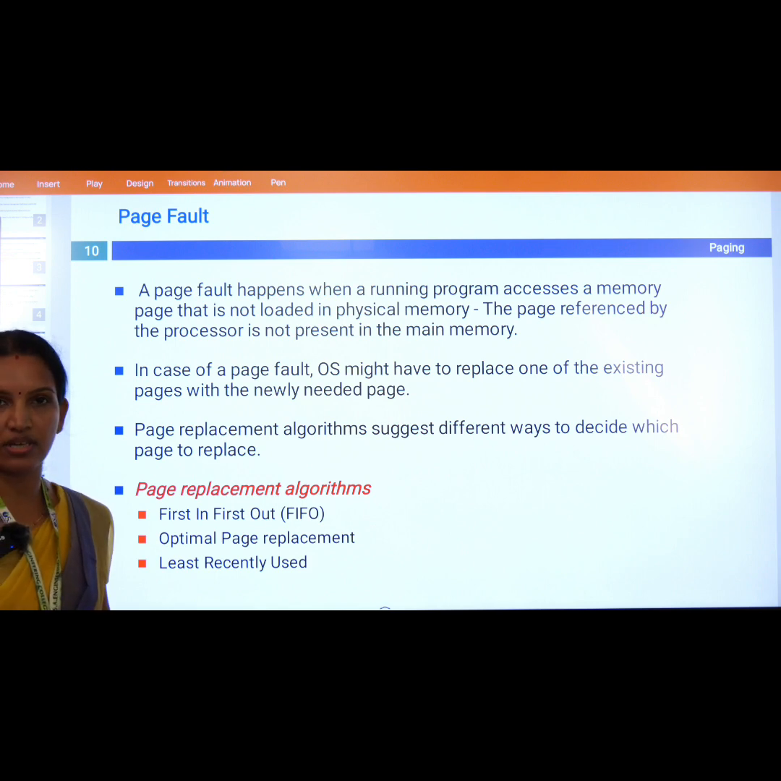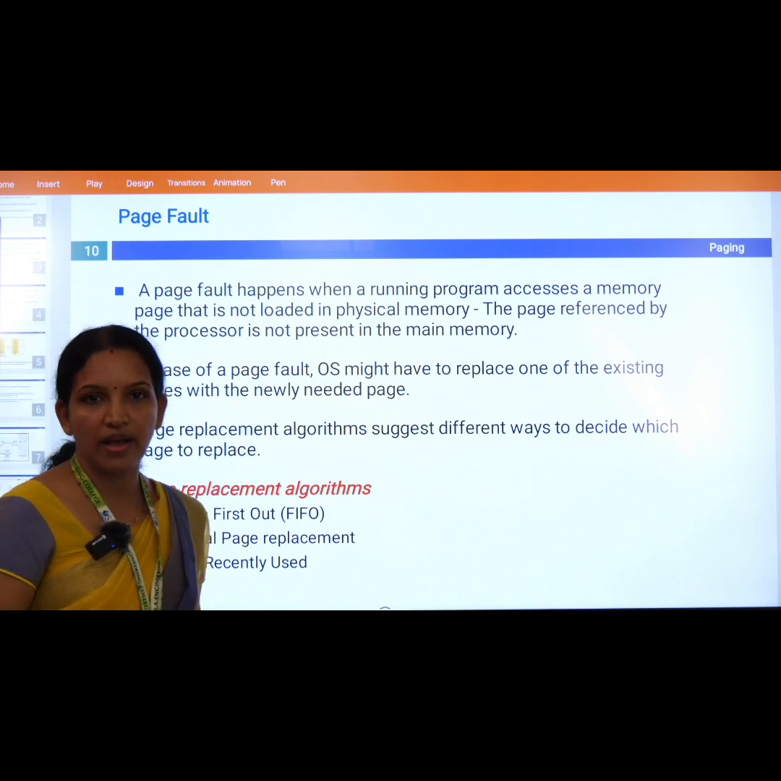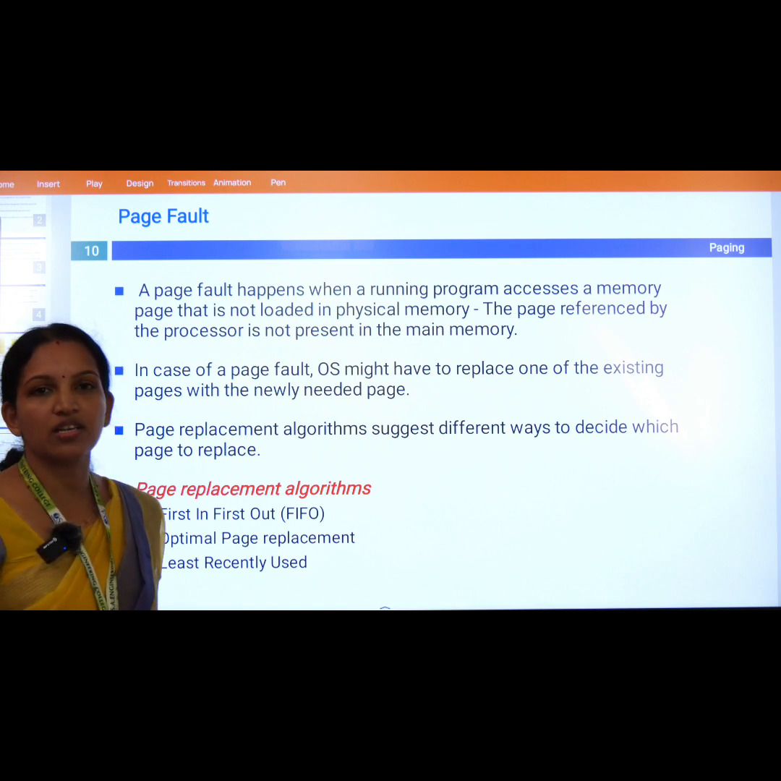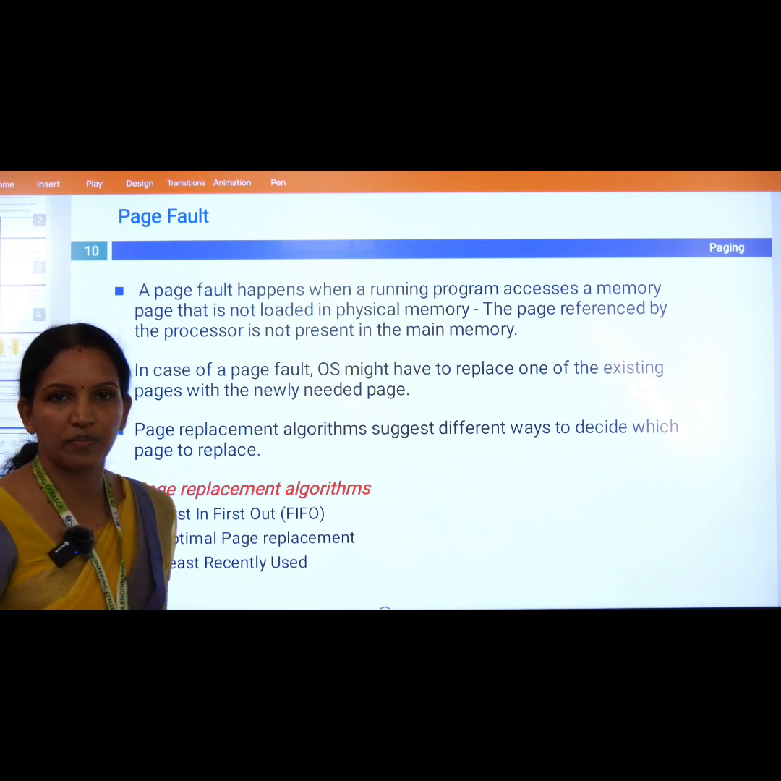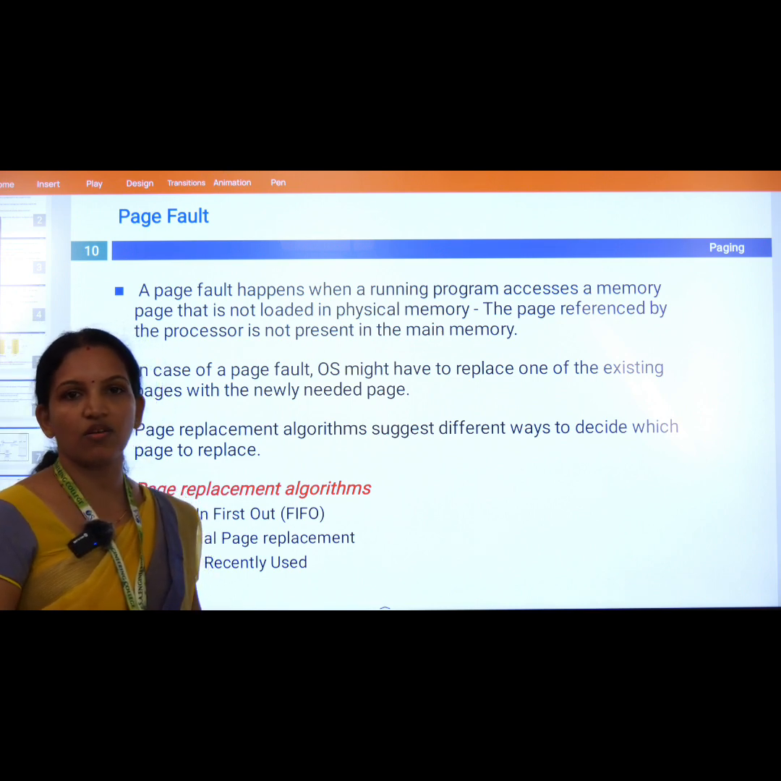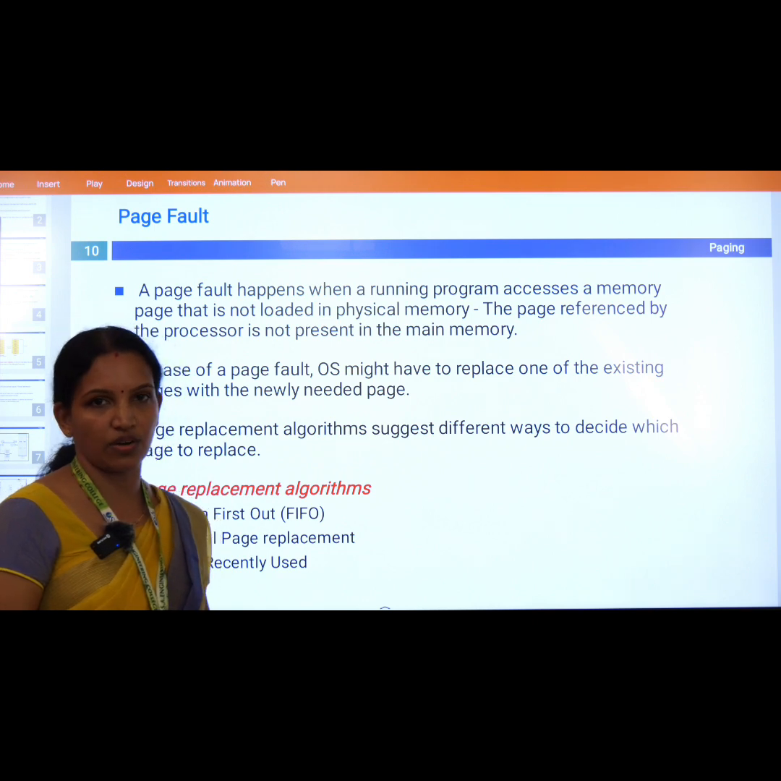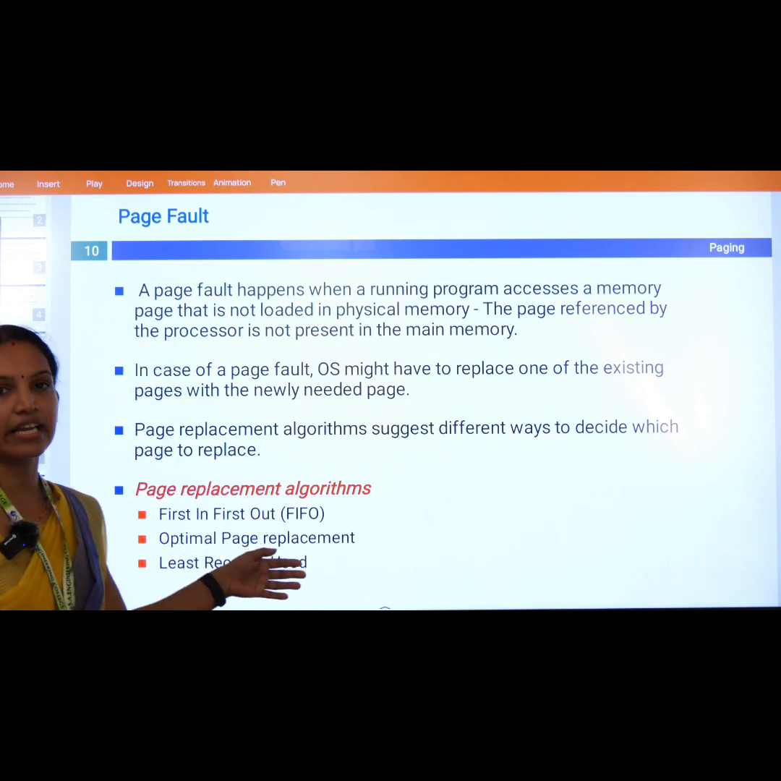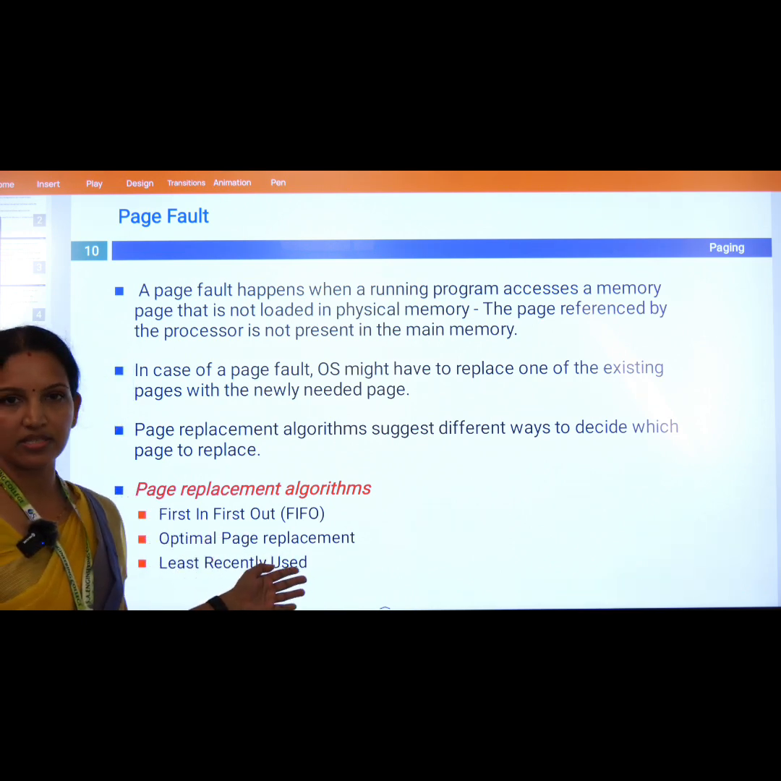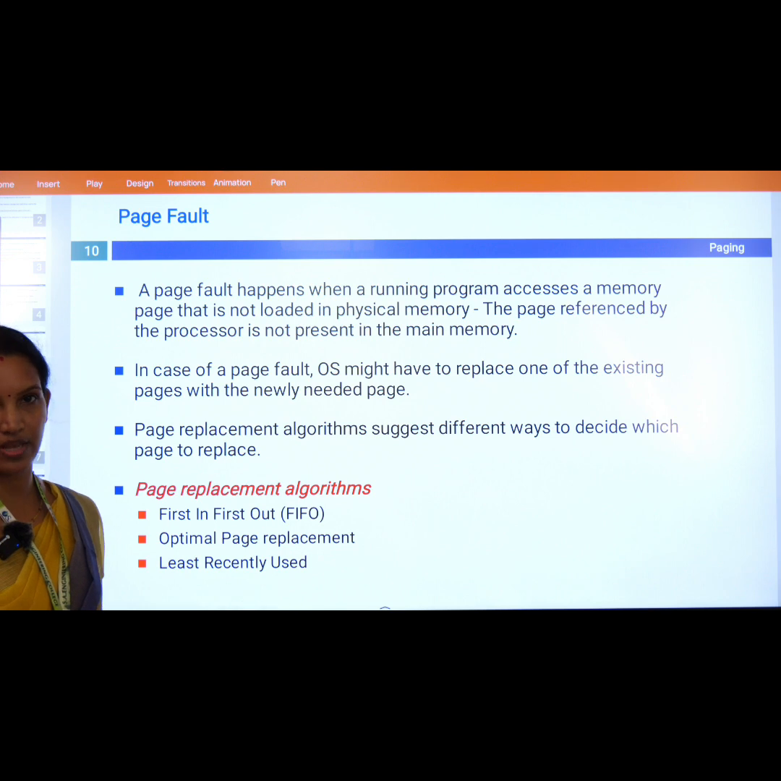When a page fault occurs, what will the OS do? The operating system has to replace an existing page with a newly required page. How to decide which page has to be replaced? This decision is taken by some algorithms, which are known as page replacement algorithms. Here we have mainly three types of page replacement algorithms: first in first out, optimal page replacement, and least recently used page replacement.